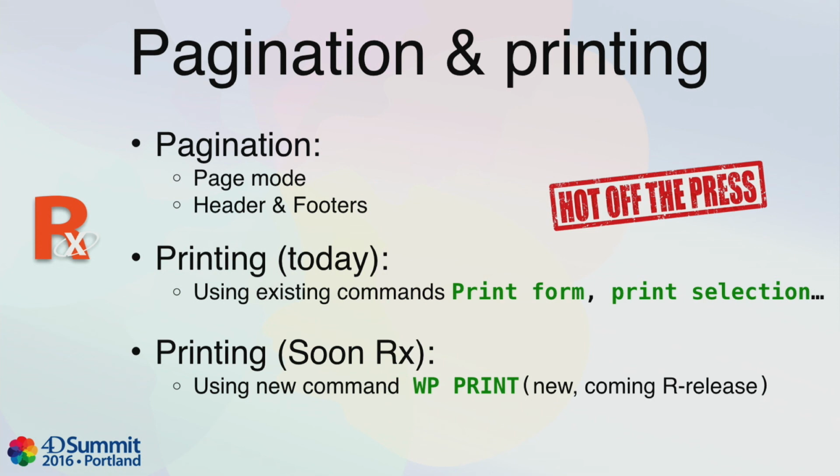WP print, which is dedicated to printing your 4D Write Pro documents and taking full advantage of all their properties, like page properties or anything you want. Okay, good. So let's have a little demo now.